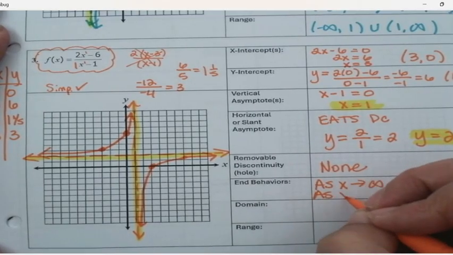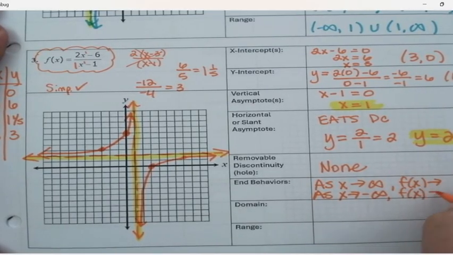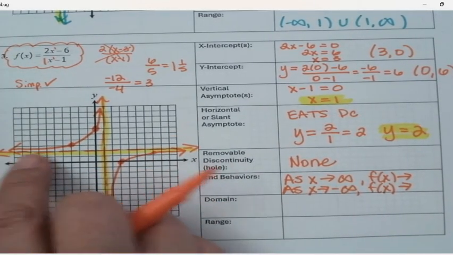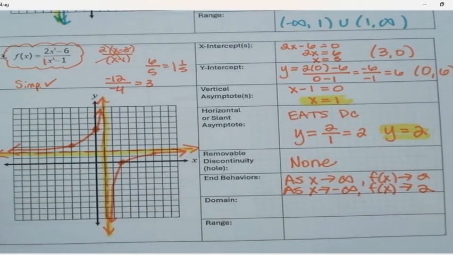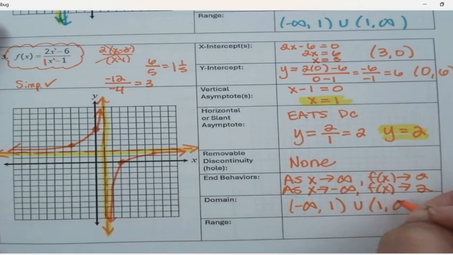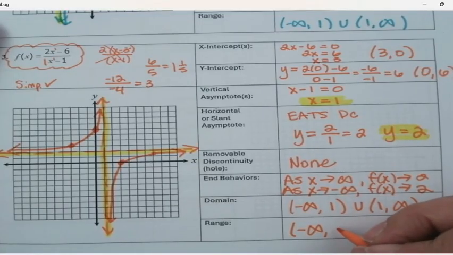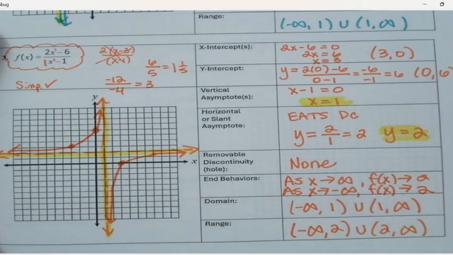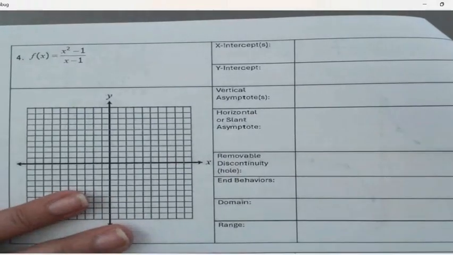All right, in behaviors, as x approaches positive infinity and negative infinity, f of x is approaching... okay, what's it approaching both times? The y values are getting closer and closer to that horizontal asymptote. Okay, domain, everything but what? Good. Negative infinity to 1. Range, everything but what? 2. Skip the asymptote. Awesome.